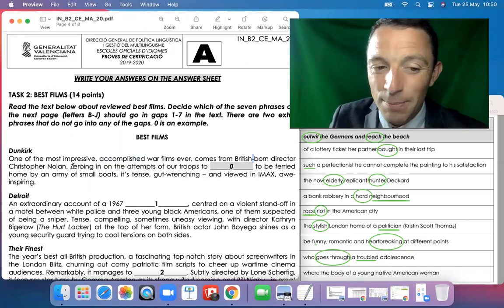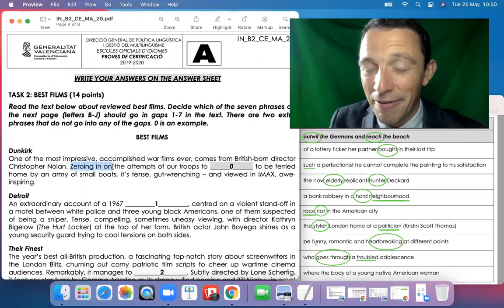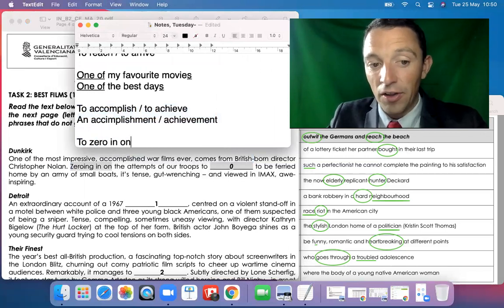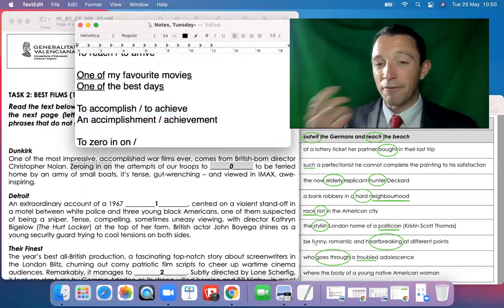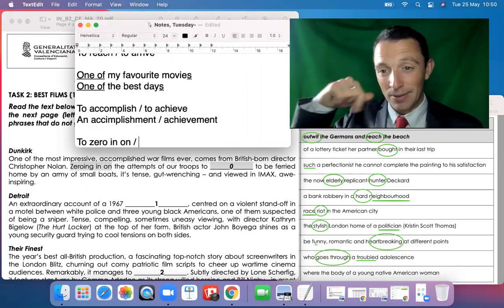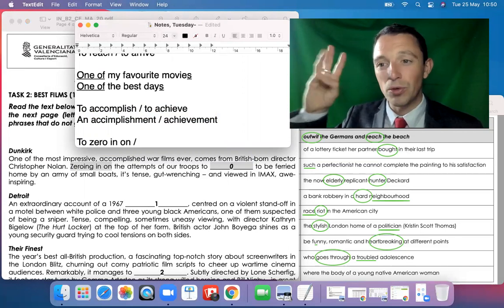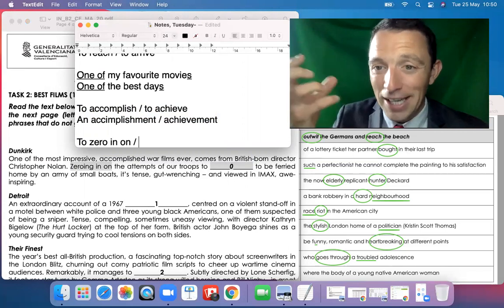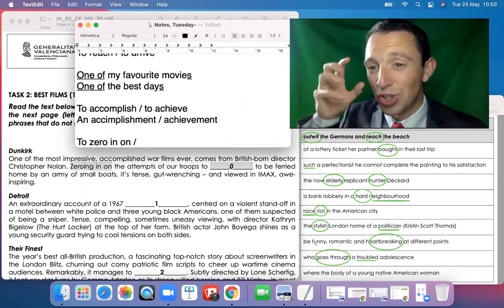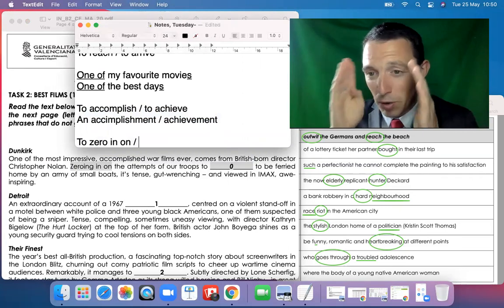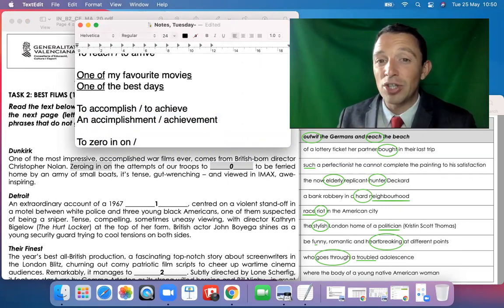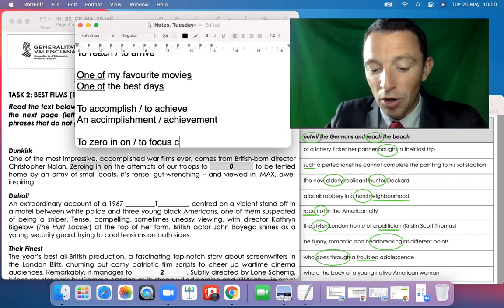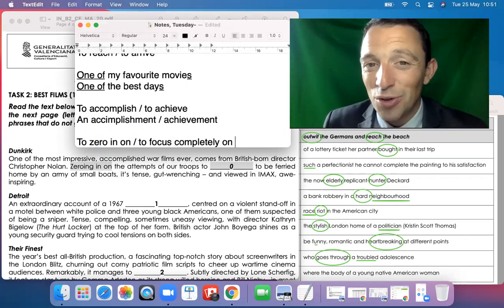Okay, the next expression is very, very advanced and very, very good quality. So the expression is to zero in on, and it's very, very advanced, very fluent. Basically, zero is obviously nothing. 1, 2, 3, but zero is nothing. And the significance of to zero in on basically is to focus on. Okay, so if you zero in on your exam, you really focus on your exam. It's a difficult explanation to explain, but that is the significance. To zero in on is really to focus completely on something. Okay, so it's really, really good vocabulary.